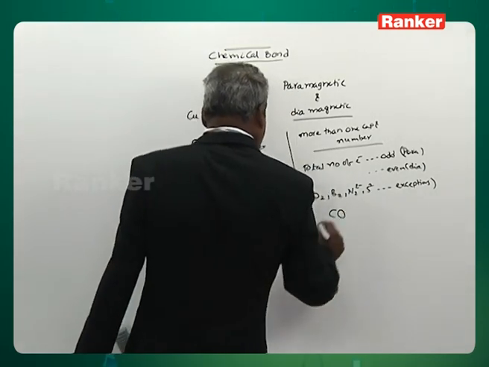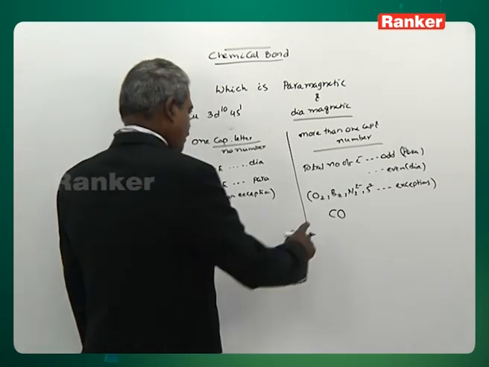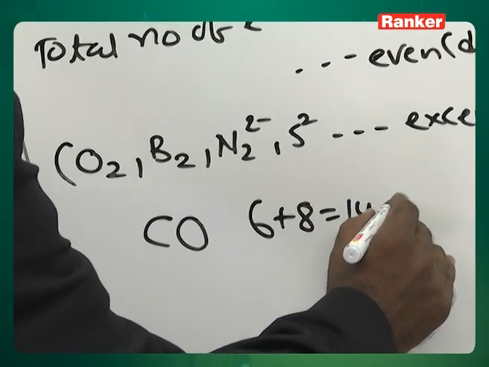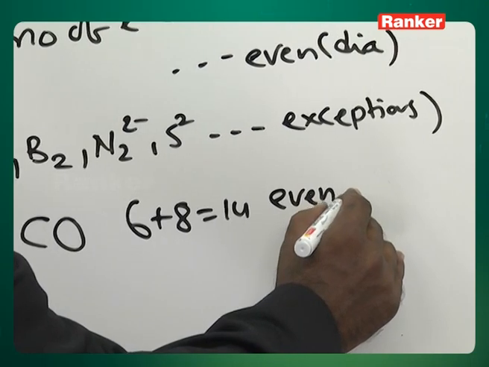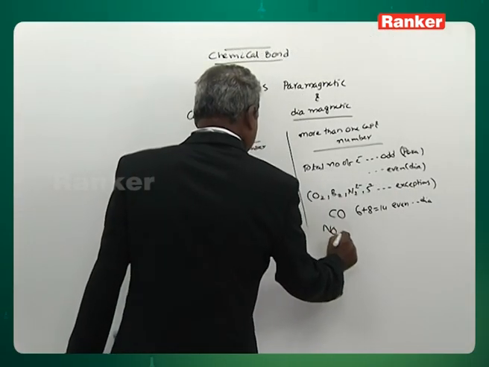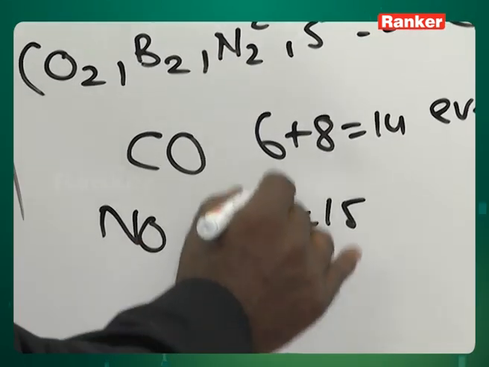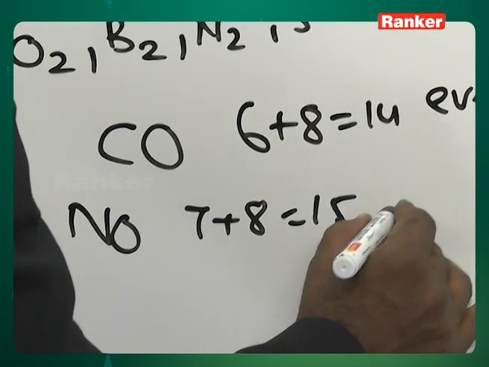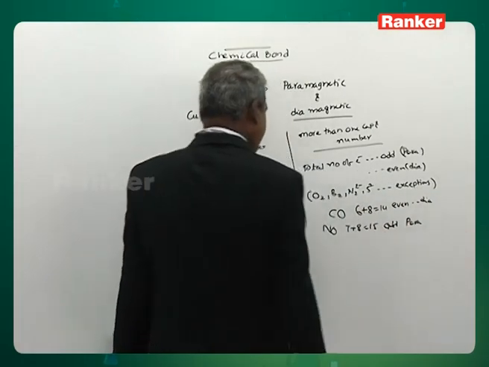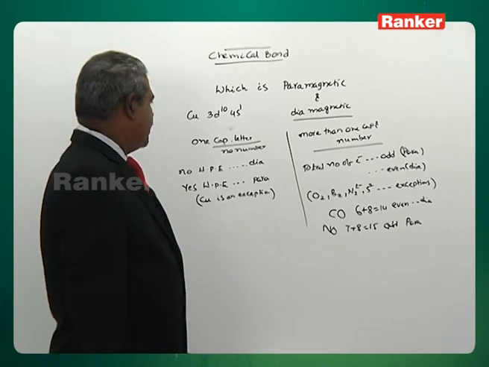CO, carbon monoxide. Is it paramagnetic or diamagnetic? You just count the total number of electrons. Carbon atomic number 6 plus oxygen 8, 14. Even, therefore dia. NO, 7 plus 8, 15. It is odd number, therefore it is paramagnetic. Like that, CO, NO, you can find it for anybody, O2 plus.